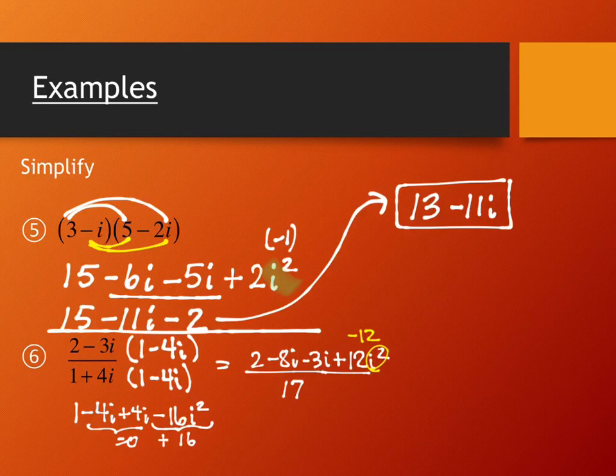So let's combine the pieces. I have a positive 2 and a negative 12, which gives me negative 10. I have a negative 8i and a negative 3i, which gives me negative 11i. And it's all over 17. If you flip to the back of the book, it might actually do this.